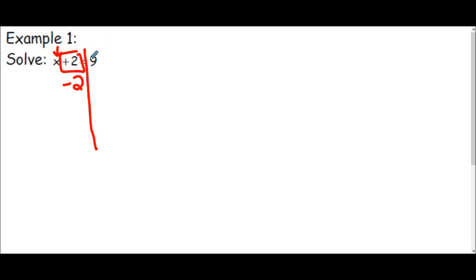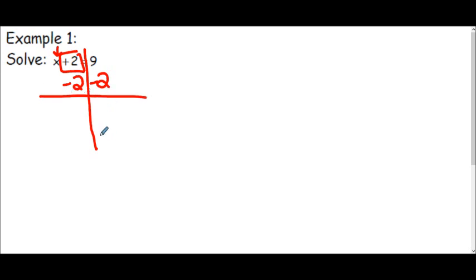The thing about equations is we have to keep things equal on both sides. So I like to draw a line through my equal sign, and whatever I do on one side, I have to do to the other to keep things balanced, to keep things equal. That's why it's an equal sign, and it's called an equation. Okay? So if I'm subtracting 2 here in order to cancel out this positive 2, I'm going to subtract 2 on the other side as well.